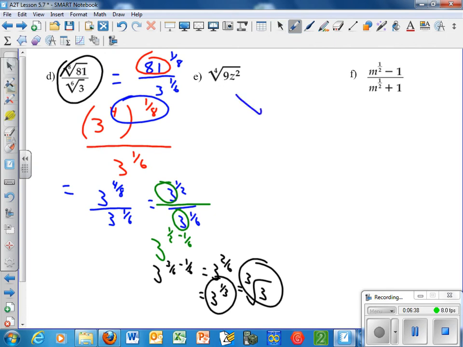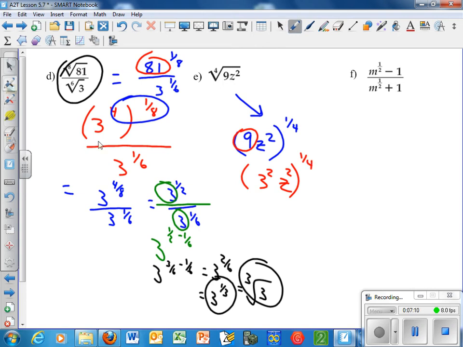Okay, let's do this problem right here. We've got the 4th root of 9z squared. So I'm going to write this as 9z squared, which is under the radical. 4th root means 1/4 power. This base right here, the 9, the number, can be written in a smaller base. We're going to write it as 3 squared. So I have 3 squared times z squared inside parentheses to the 1/4 power.